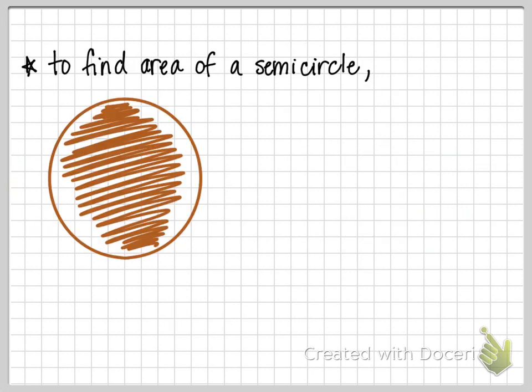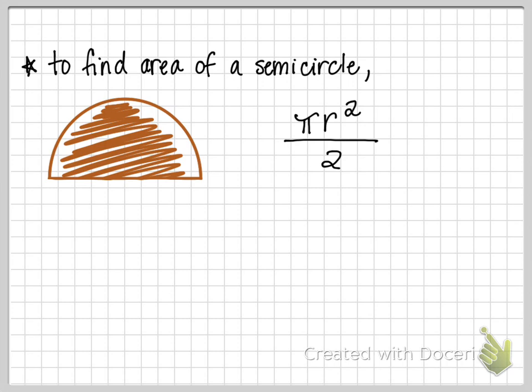All right, to find the area of a semicircle. So this is a bit more straightforward than circumference of a semicircle. Remember, a semicircle is half. So we're basically just going to find the area of the circle, pi r squared, and cut it in half, right? That would give us half the area, or the area of the semicircle. So the formula for area of a semicircle is area of a circle divided by 2, so half of that.